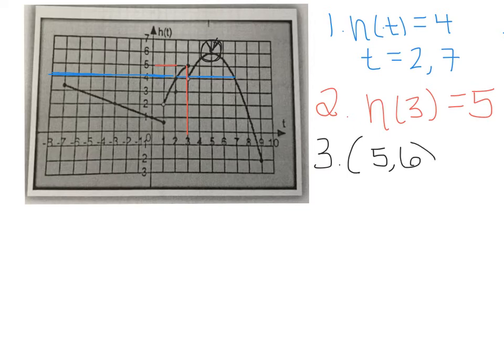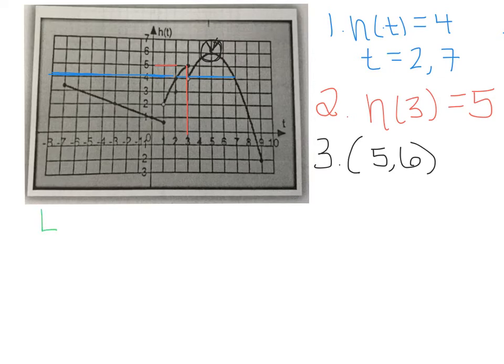6. And just a little note about this one. If it says, what is the maximum value, the answer would have been 6. If it asked where the maximum occurred, the answer would have been 5. And since this problem said, what are the coordinates, we're going to actually give the ordered pair (5, 6).